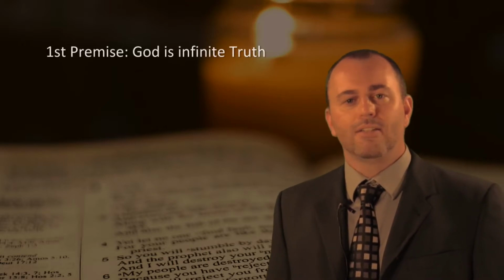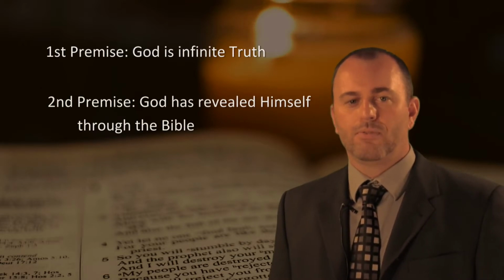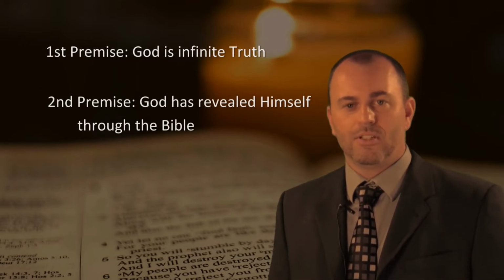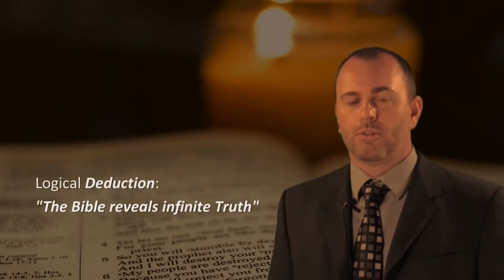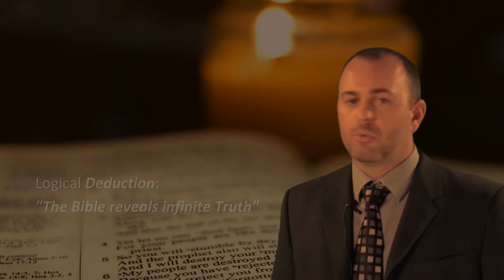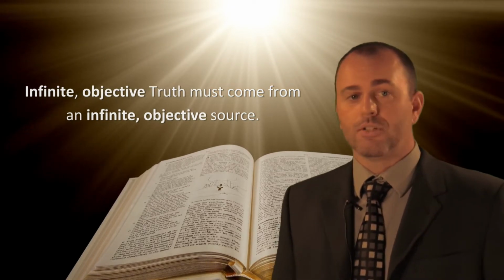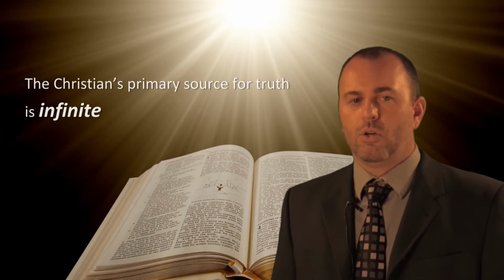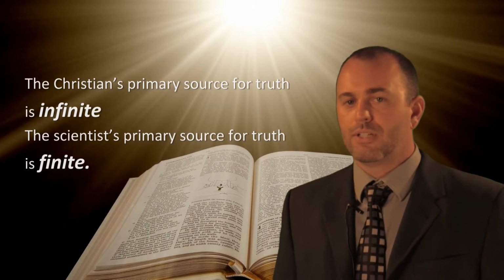Let's look at a different example now. Our first premise is this: God is infinite truth. Our second premise is God has revealed himself through the Bible. From these two premises, we can therefore deduce the conclusion that the Bible reveals infinite truth. If God is infinite truth, and if God has revealed himself through the Bible, then the Bible reveals infinite truth. Infinite objective truth must come from an infinite objective source. The Christian's primary source for truth is infinite, whereas the scientist's primary source for truth is finite.